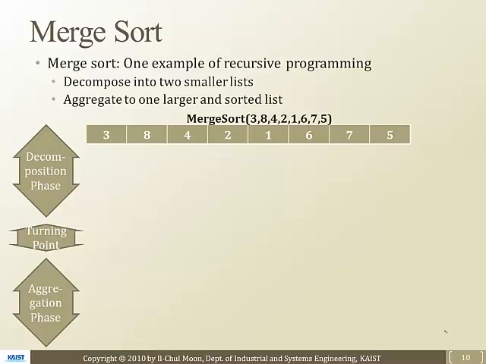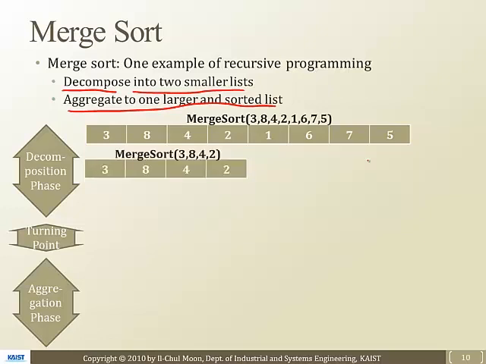So anyhow, merge sort is one of the sorting concepts, and you already know the selection sort, so you know the sorting, right? It's just sorting these things into descending or ascending order. And the merge sort actually utilizes the recursive concept. How to do that? One thing is to decompose into smaller lists and then aggregate into one larger, sorted list, right?